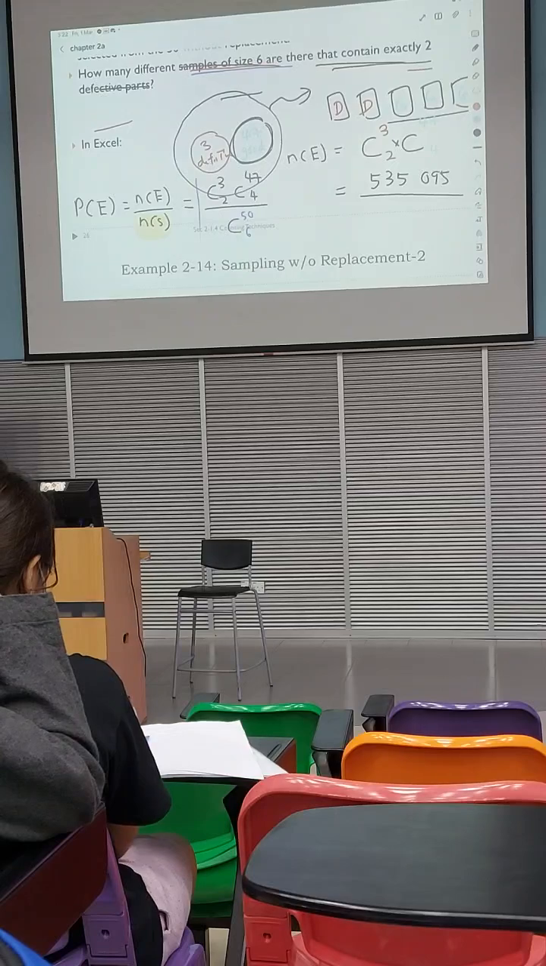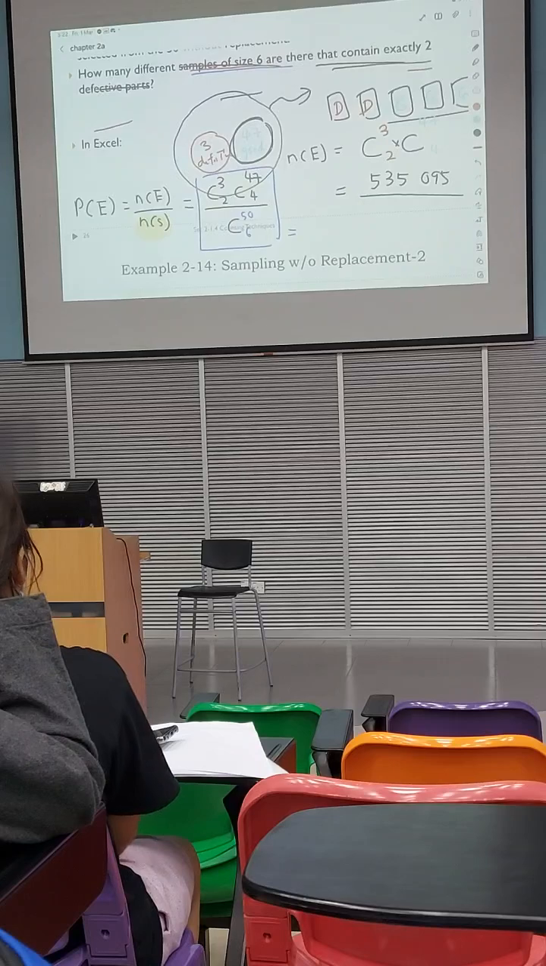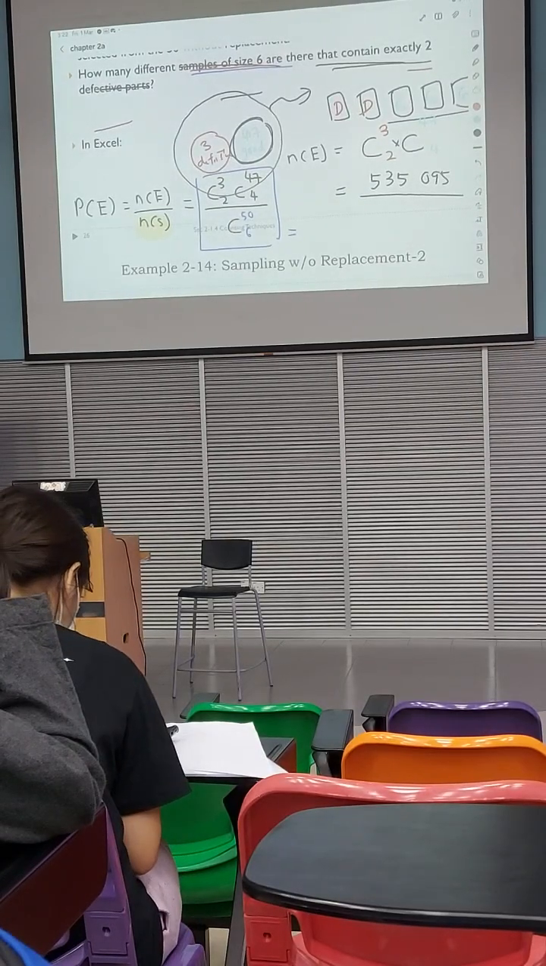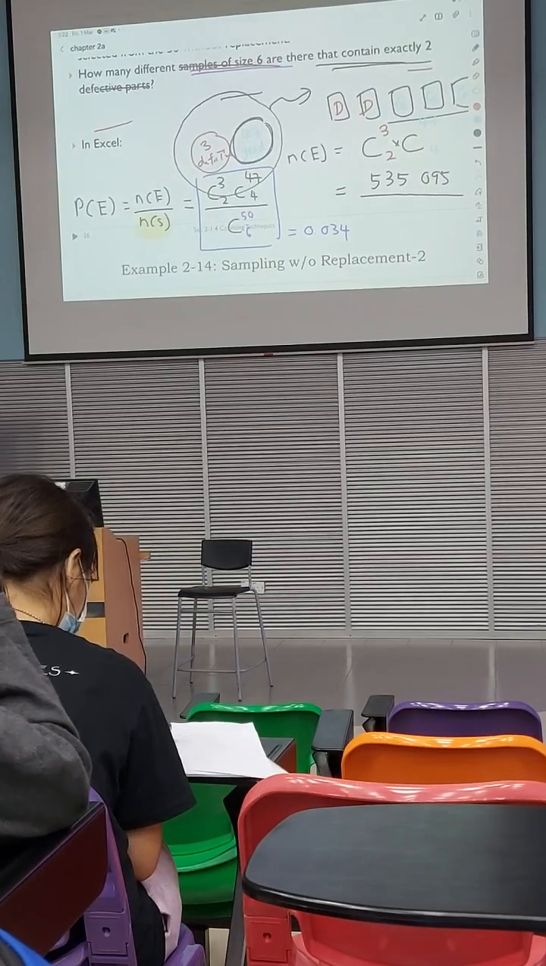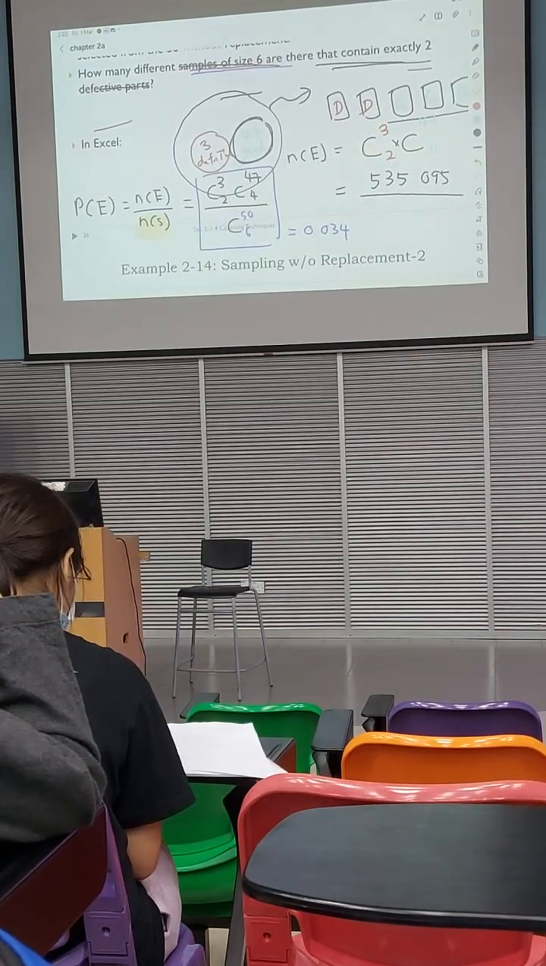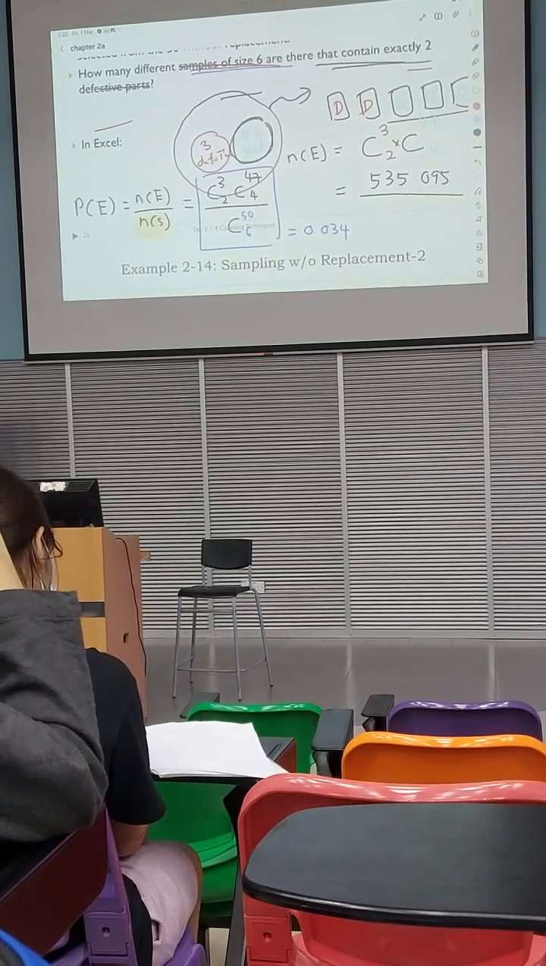So now by using this equation, what is the probability that out of 6 you will get exactly 2 defective? The answer is 0.034. The probability is very, very small, 0.034.